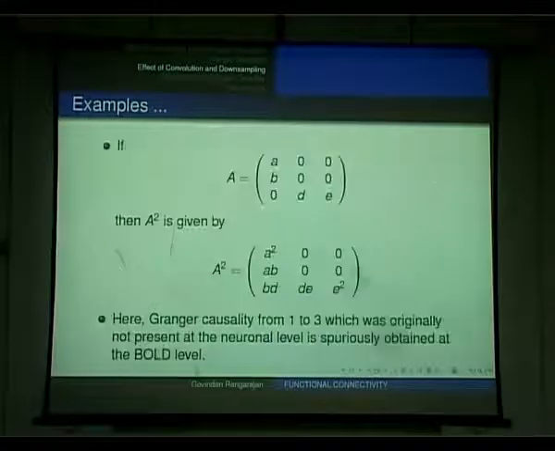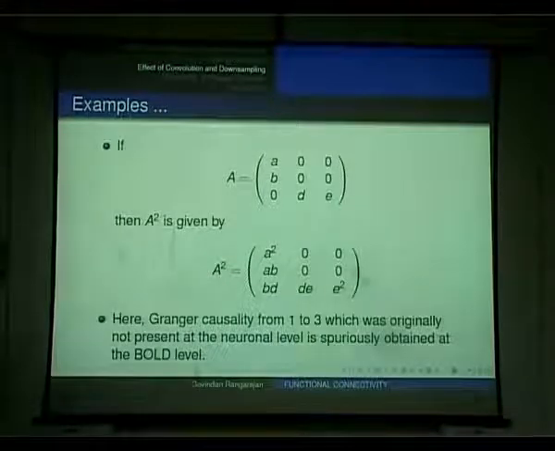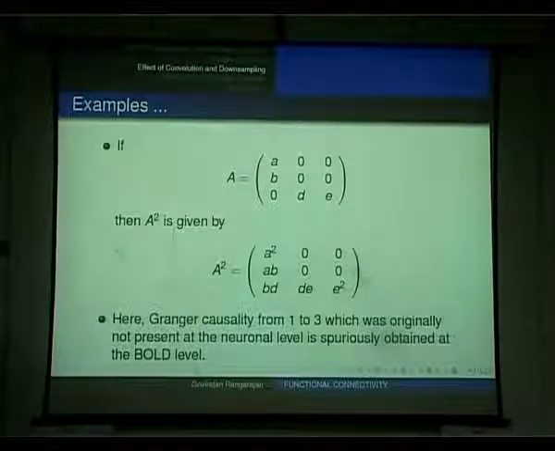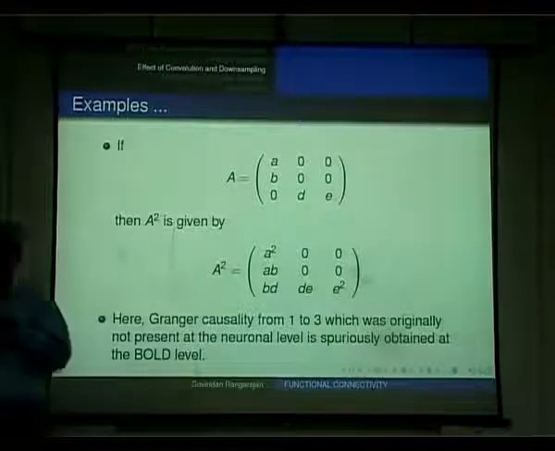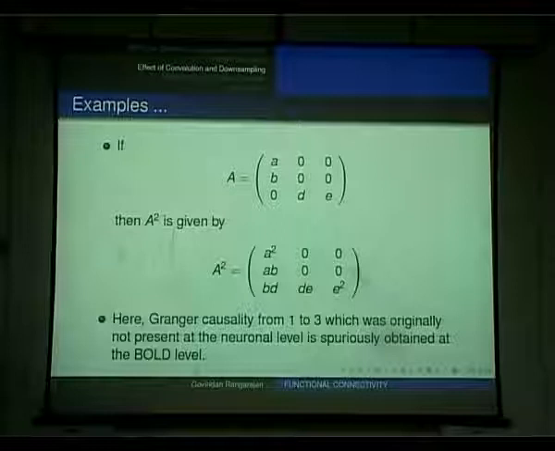Or you can take a more complicated case with 3 processes, 3 regions in the brain interacting with one another, and suppose you have such a structure. Then if you take the square, you get a non-zero element here. This was 0, that is, there was no Granger causality between process C and A, whereas you get a non-zero element here which tells you that there is Granger causality between process 3 and 1. So you have introduced spurious Granger causality. What was not present at the neuronal level has been introduced at the fMRI level.